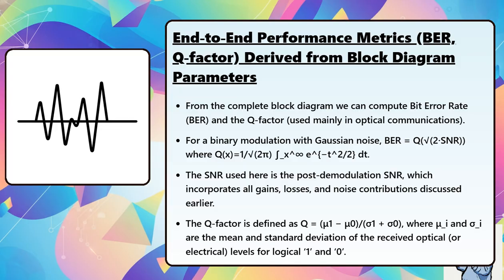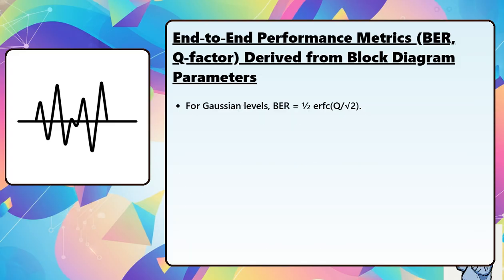The Q factor is defined as Q equals the difference of mu sub 1 and mu sub 0 divided by the sum of sigma sub 1 and sigma sub 0, where mu i and sigma i are the mean and standard deviation of the received optical or electrical levels for logical 1 and 0. For Gaussian levels, BER equals 1/2 times erf of Q divided by the square root of 2.